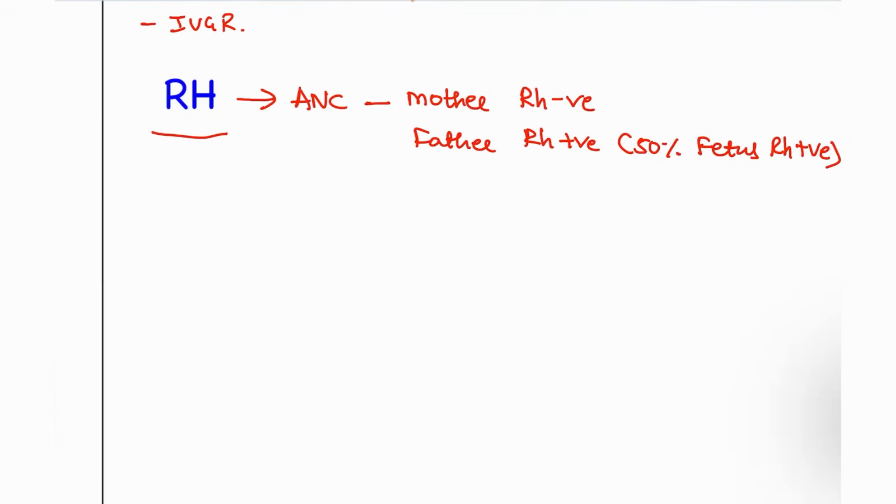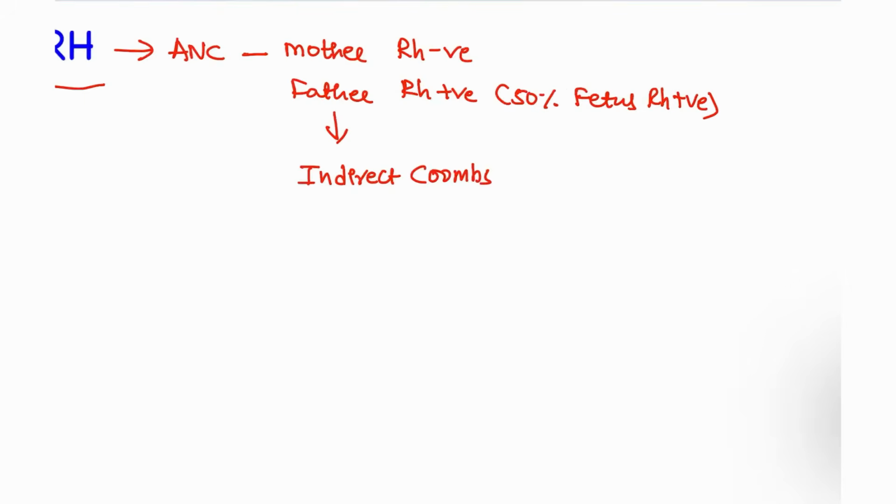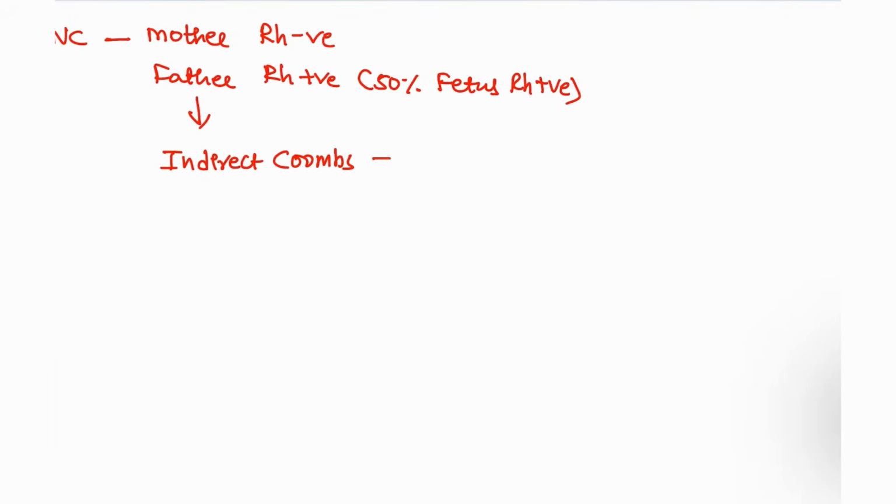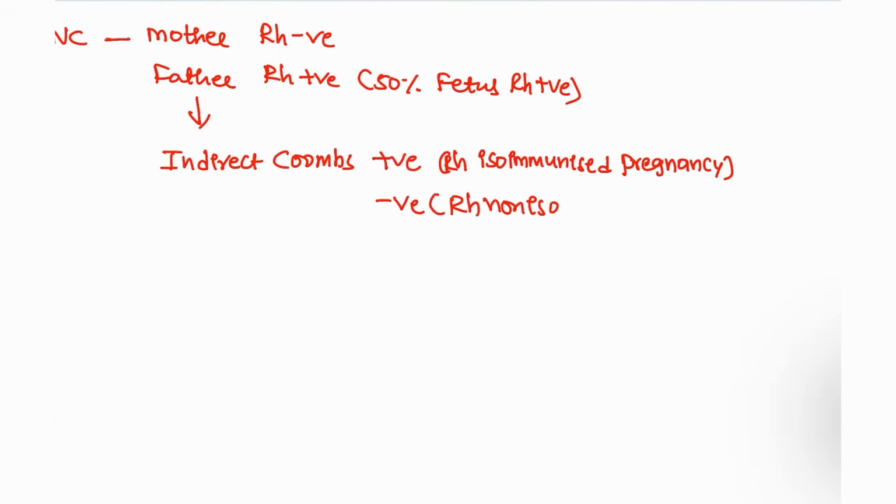Then what do you have to do? You have to proceed with the indirect Coombs test. If the indirect Coombs test is positive, then this is known as Rh isoimmunized pregnancy. If it is negative, then it is Rh non-isoimmunized.